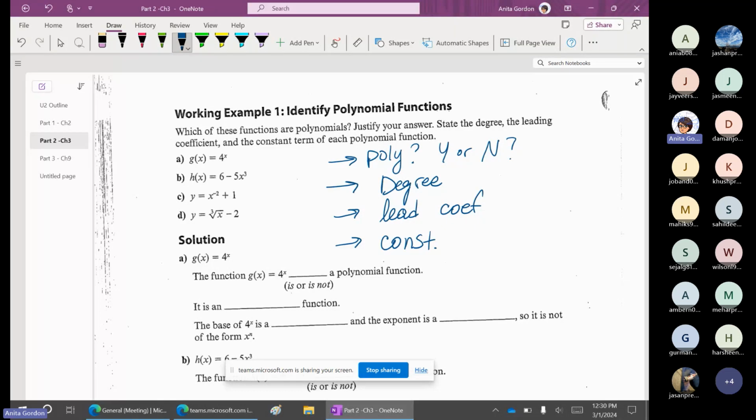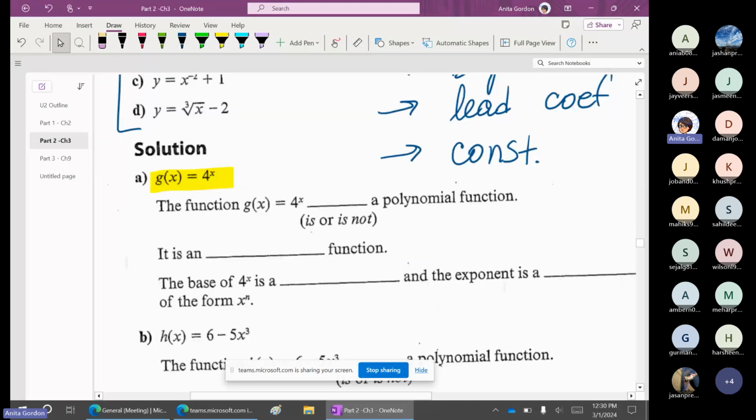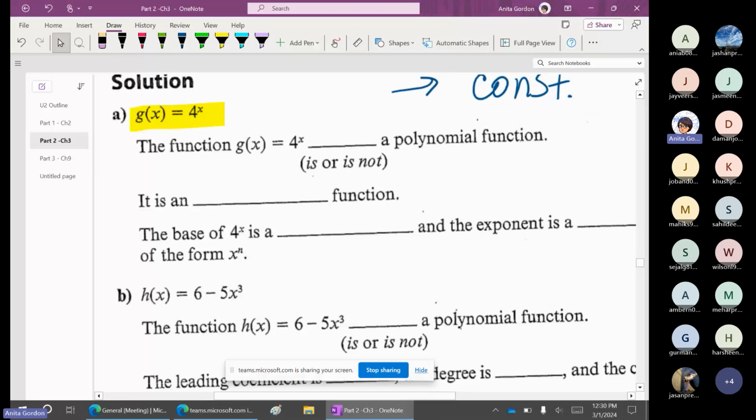Okay, so 4 equations. I'm going to do this page with you. I'm going to get you guys to practice on the next page. So, first equation is g of x is 4 to the power x. Is this a polynomial?